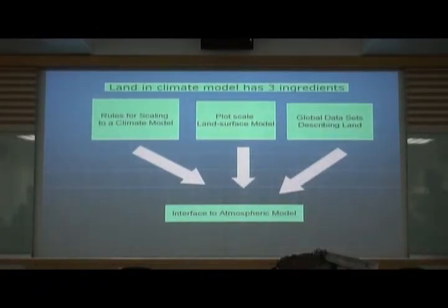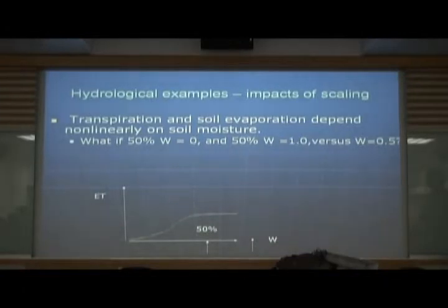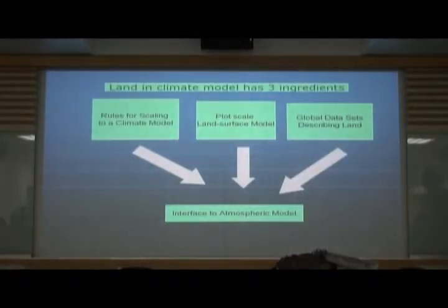Okay, so I'm arguing that to make land in a climate model make sense, we need to work with three different pieces that are separate conceptually. We start with a plot scale land surface model, which the people who don't do local land stuff, the ecologists and so on, tend to do all their observations on that scale.